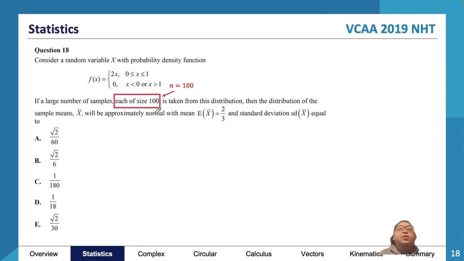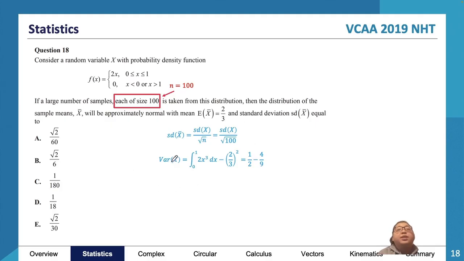So first of all, let's have a look at the information. It tells us that n is 100, and that we want to find the standard deviation. Remember, we're going from this type of distribution to something which is normal, and we're going to approximate it as normal. So it's going to equal the standard deviation of the function over root n, which is the standard deviation of the function over root 100.